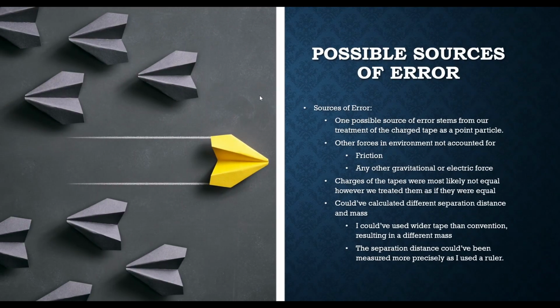And now we move on to our sources of error. So one possible source of error stems from the treatment of the charged tape as a point particle right in the center. And another source of error is that we didn't account for any other forces such as friction, air resistance, or any other gravitational electric forces that were acting on the tapes. And we also treated the charge of the tapes as they were of equal magnitude when they were most likely not equal.